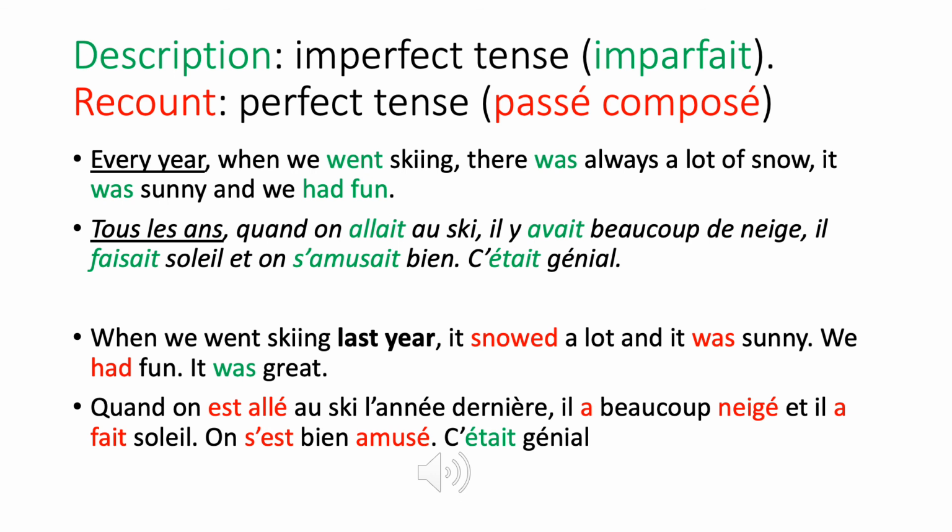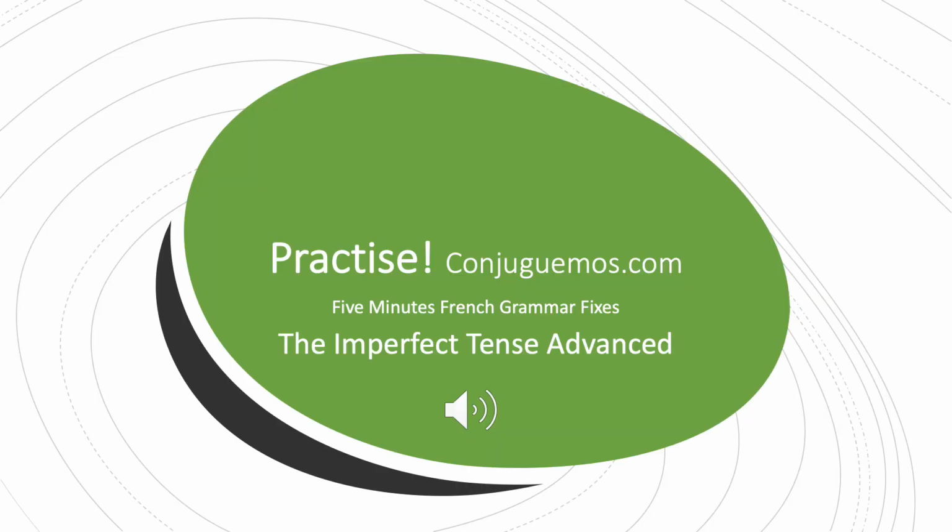So I know it's a bit tricky, but with time and practice, you'll get into it and you'll certainly learn some specific phrases which definitely need to be in one tense or the other. Voilà, get practicing now with something like conjuguemos.com. And if you want to know more about in what other instances to use the imperfect tense, check my 5 Minutes French Grammar Fixes, the imperfect tense advanced.